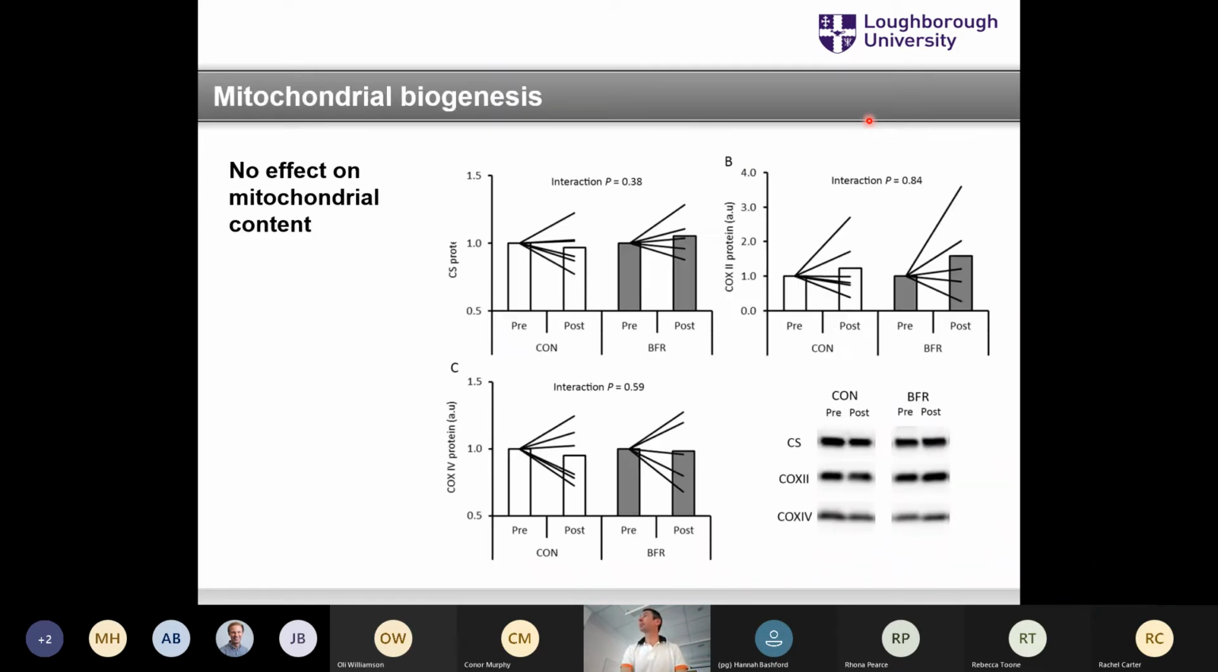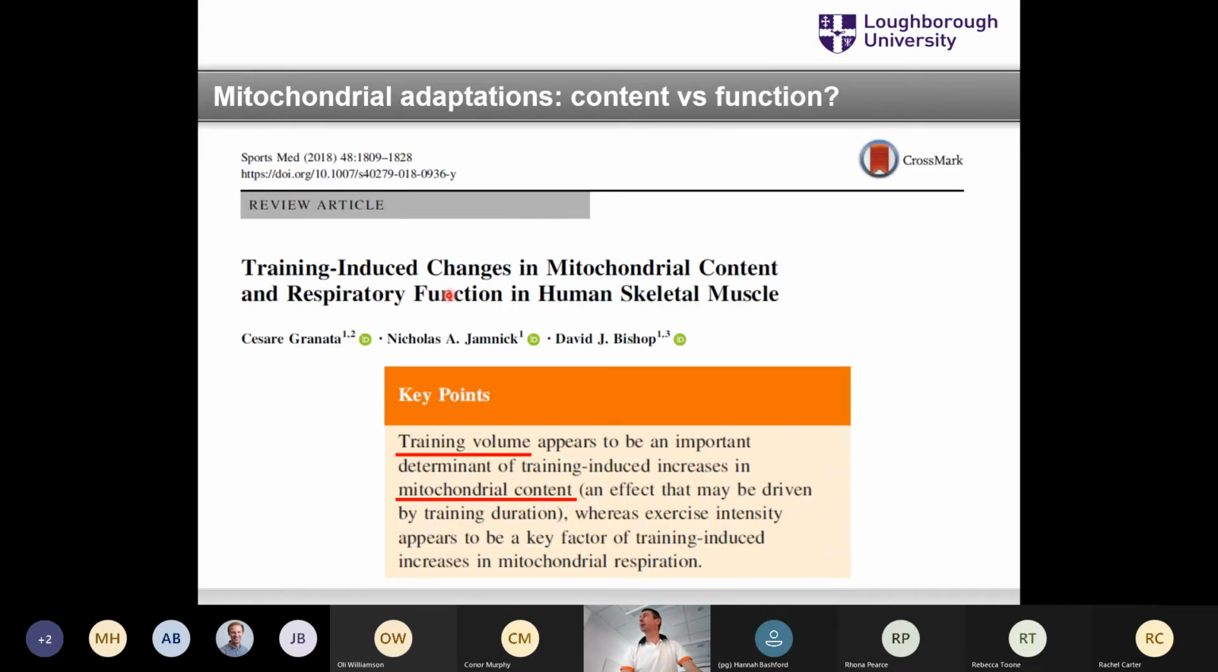In terms of mitochondrial biogenesis, again, we measured some markers of mitochondrial content in response to this training and showed no adaptive response at all. So there was no change in mitochondrial content or markers associated with that. And again, that fits with David Bishop's argument that overall training volume appears to be the important determinant of mitochondrial content, whereas training intensity is more pertinent to adaptive responses in the function of the mitochondria.